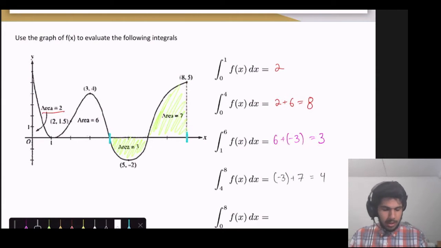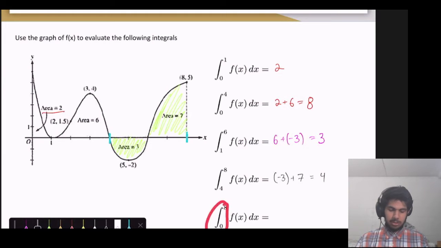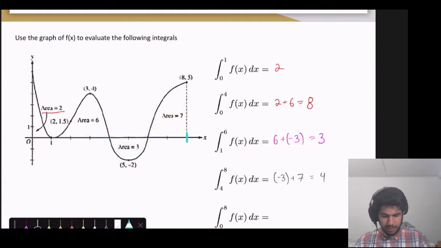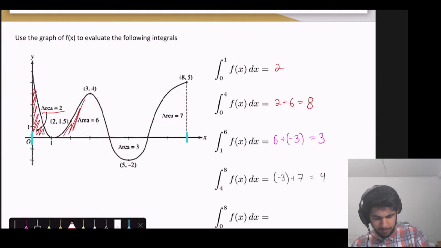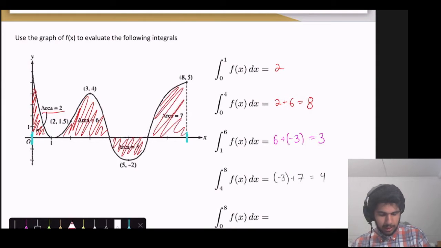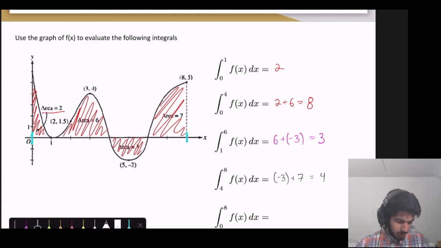And lastly, we want the integral from 0 to 8. So, where's my eraser? Now we're looking at basically the entire region. So I'll go back to red. That would be this, this, this, and that. And so once again, we can break it up into chunks. The first area is 2. Second one is 6. Third one is negative 3 since it's below the axis. Last one is 7. Summing this together gives us 12.